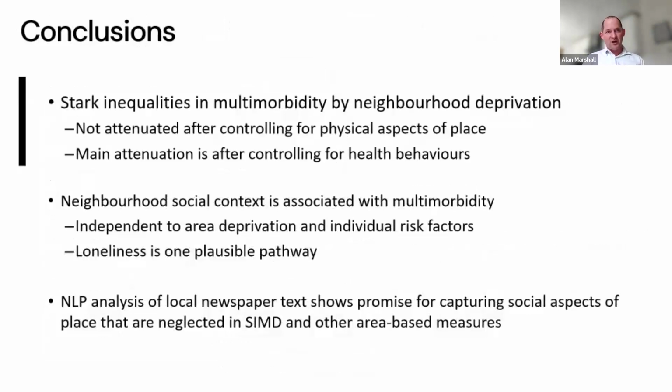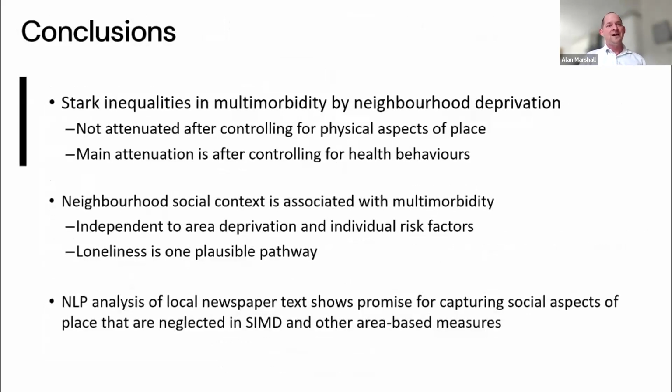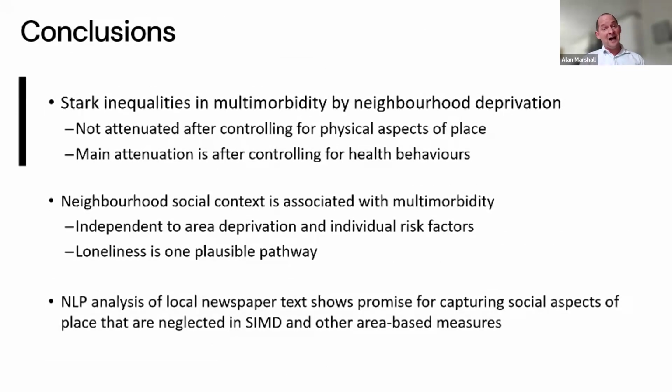First of all, from the first part of the presentation, I think our research is confirming these stark inequalities in multimorbidity by neighbourhood deprivation, but these don't appear to be attenuated by the physical aspects of place, such as the retail environment, access to green and blue space, and air pollution. The main attenuation is really after controlling for health behaviours. So it may be that certain places encourage particular lifestyle choices, and cultures develop around particular health behaviours in those places, and I think some more research is needed to try and understand the nature of the association there.